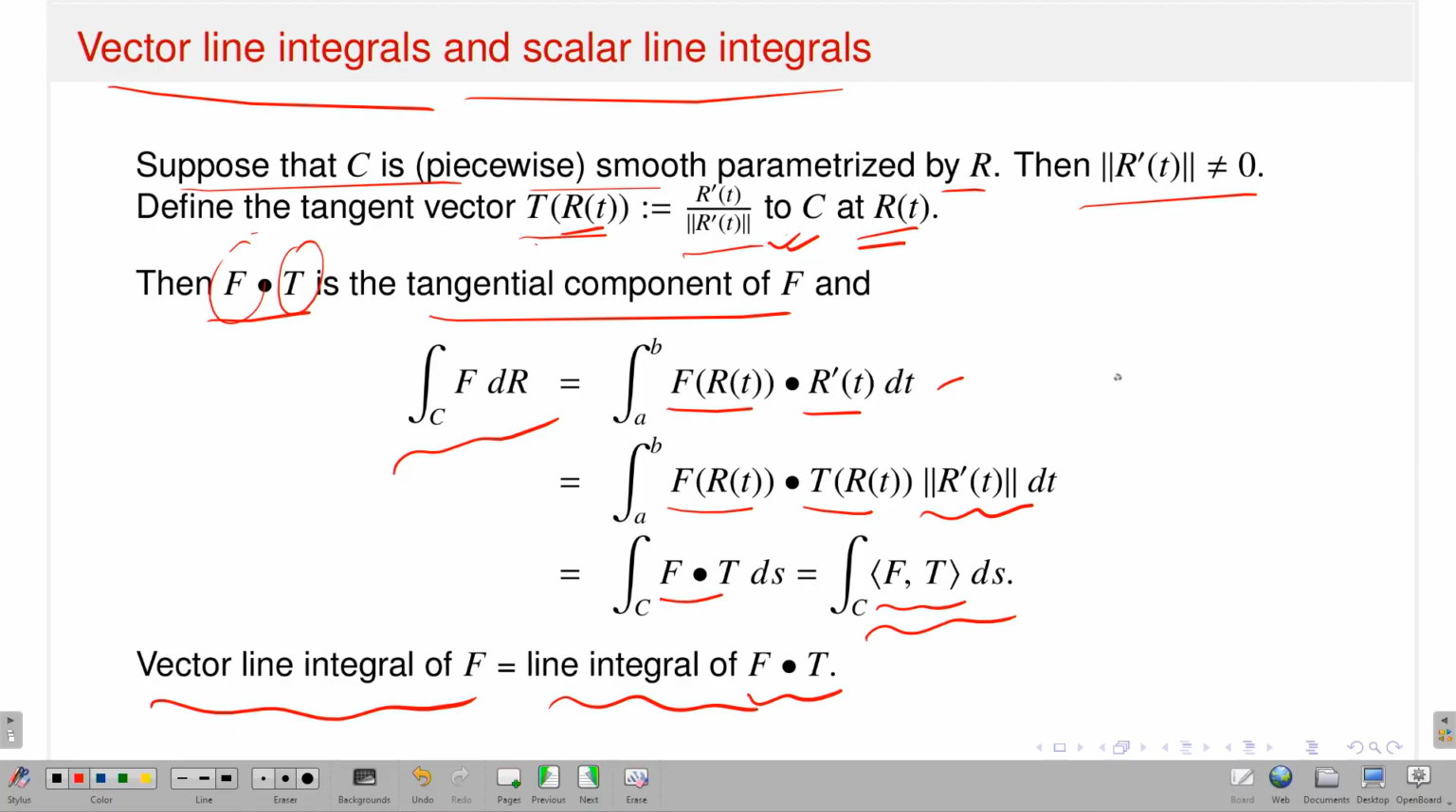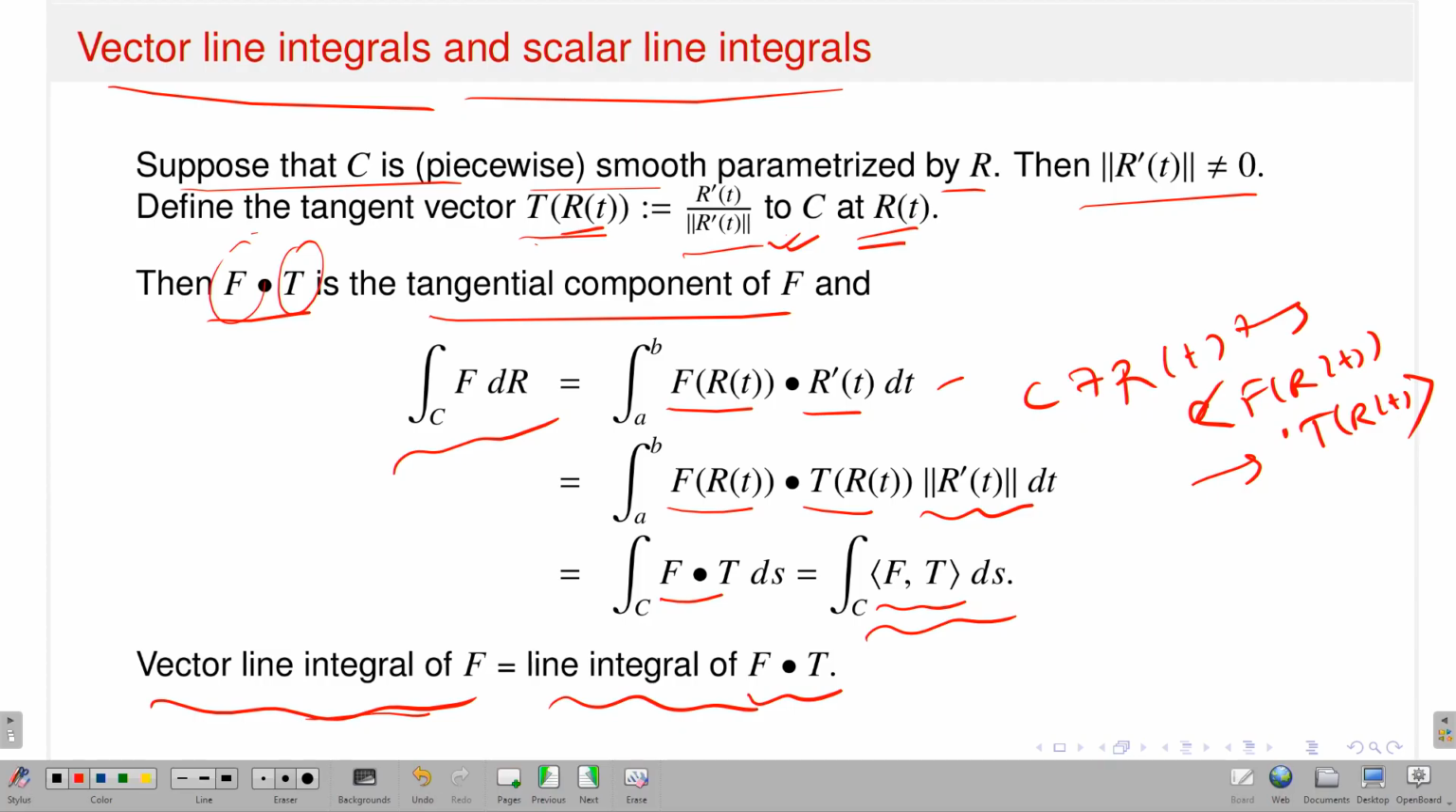So, that means if I consider this scalar field, that means the map r(t), which is an element in C, to F of r(t), and then the dot product with T of r(t). So, this is the dot product with the unit tangent vector, this is the scalar field, and if I integrate it, this is nothing but the scalar line integral of this scalar field, which is the vector line integral of capital F.